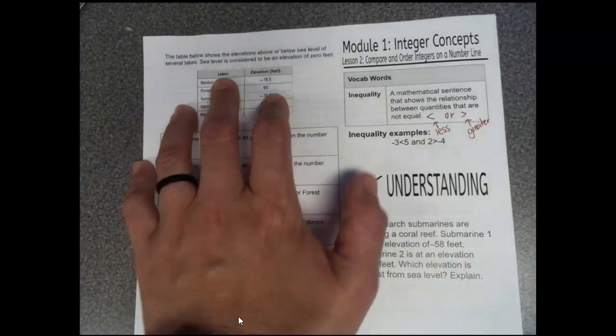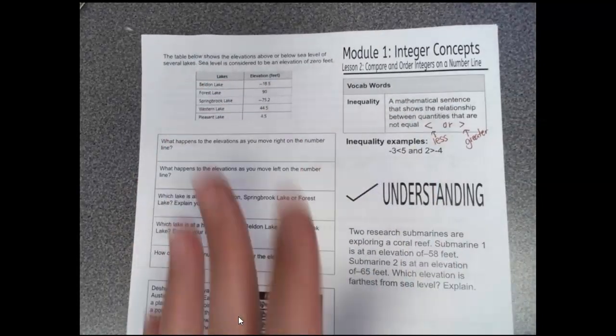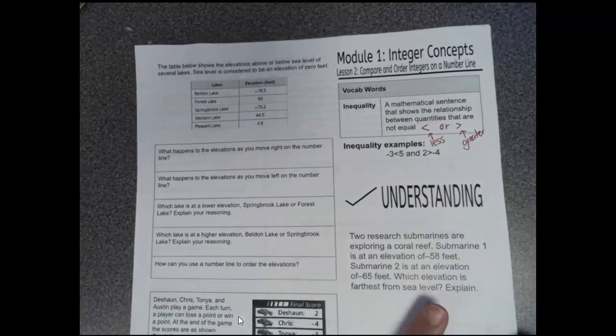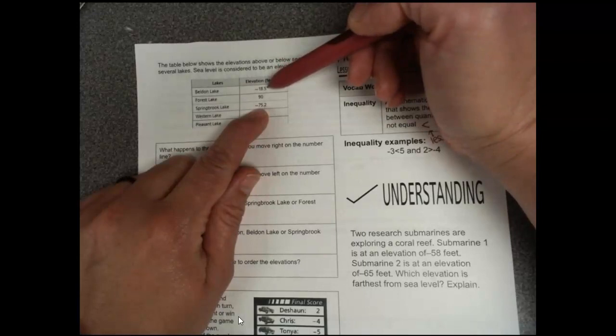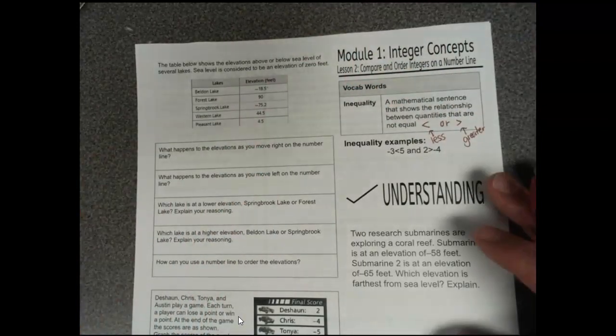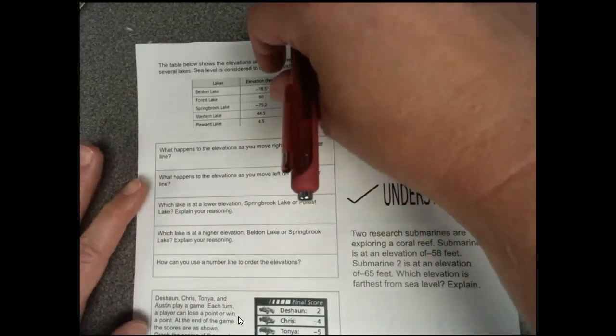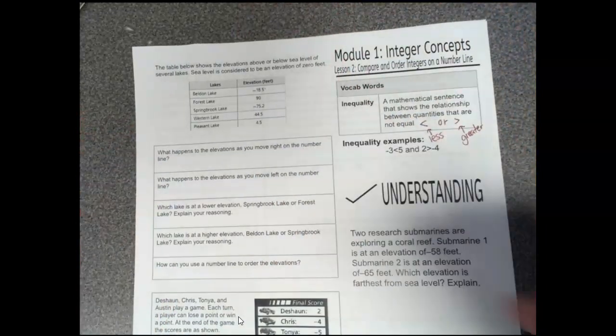And we're going to start right up here on the left-hand side. The table below shows the elevations above or below sea level of several lakes. Sea level is considered to be an elevation of 0 feet. So we have all of this right here. These two right here, they're negative. That means they're below sea level. And now we're going to look at this, and we're going to answer the questions right here.